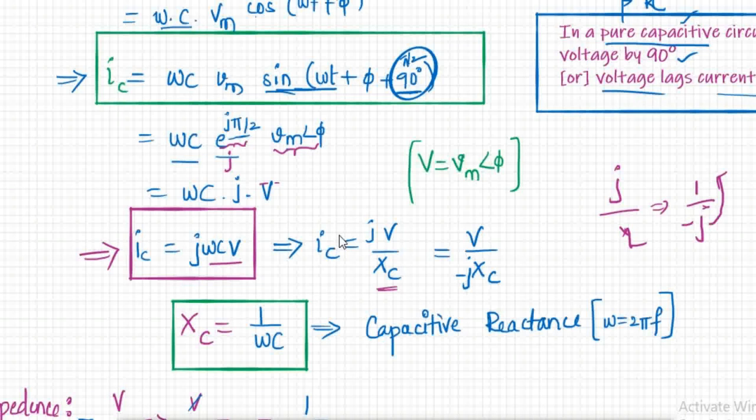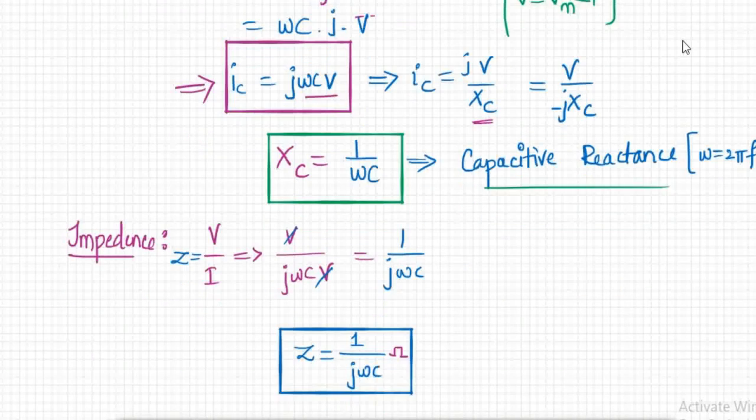That means if I have 1 by j and I want to shift this to the numerator, it will come with minus j. It will get a negative factor when we shift from numerator to denominator or vice versa. Now we have one factor, XC, called capacitive reactance, which is given by 1 by omega c. Now let us see the impedance for this capacitive circuit.